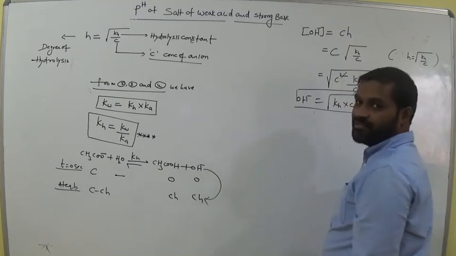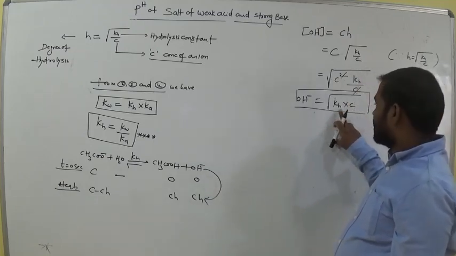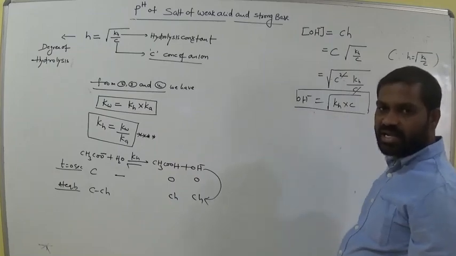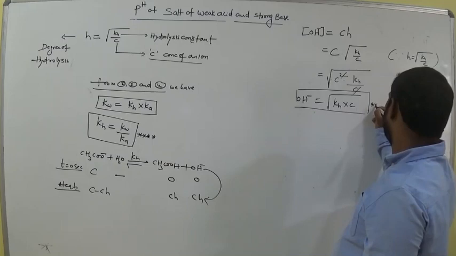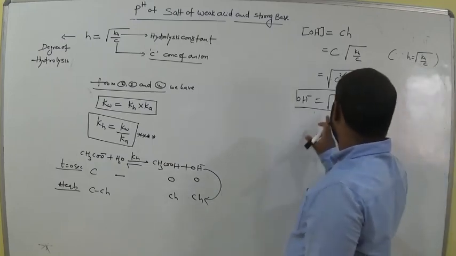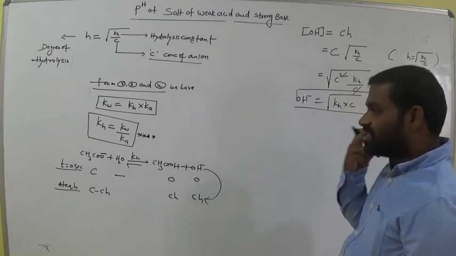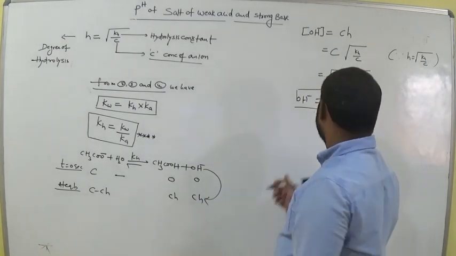This is one of the important formulas. Suppose we are given the concentration of the anion and Kh, then we can calculate the hydroxyl ion concentration clearly. So these formulas are very, very important. Now we get the OH minus value, but we know the Kh value, what is it? Kw by Ka, clearly.